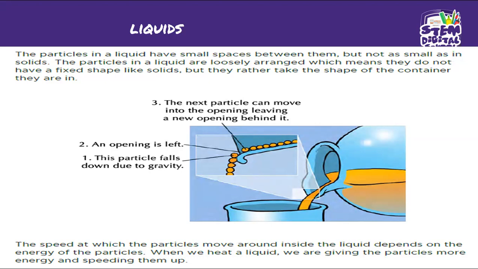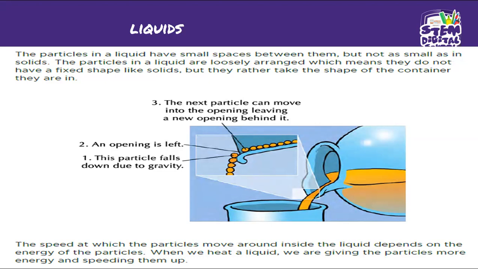So we are pouring this. Number one, you can see these particles fall down due to gravity. Number two, an opening is left. You see that. Number three, the next particle can move into the opening, leaving a new opening so that they can flow.